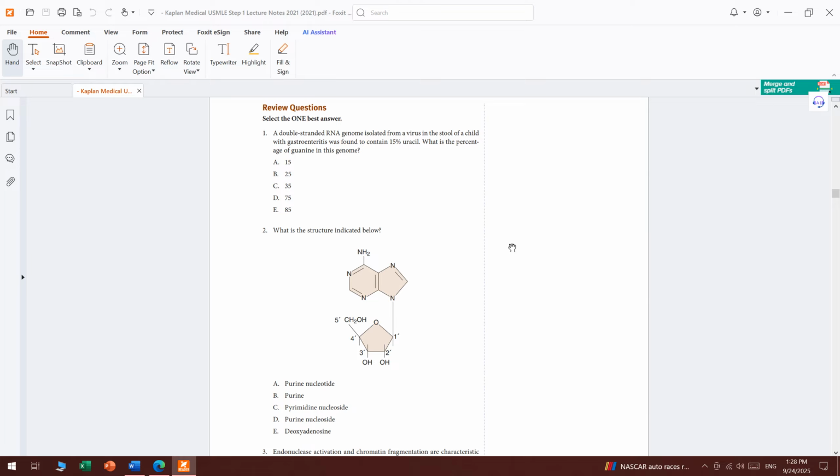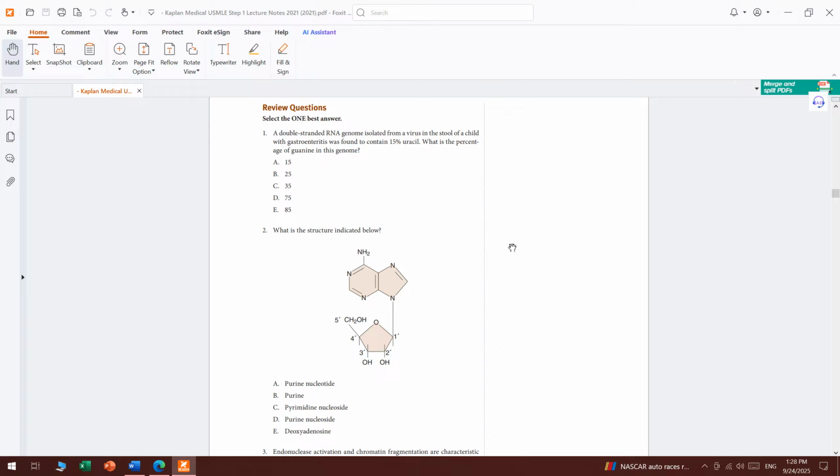1. A double-stranded RNA genome isolated from a virus in the stool of a child with gastroenteritis was found to contain 15% uracil. What is the percentage of guanine in this genome? A. 15, B. 25, C. 35, D. 75, E. 85.